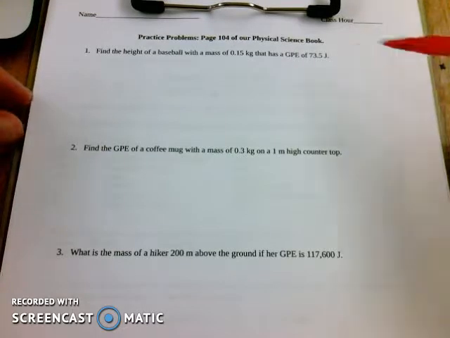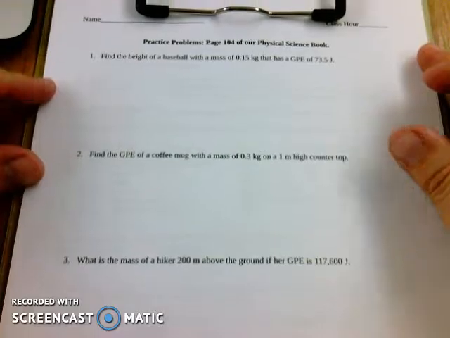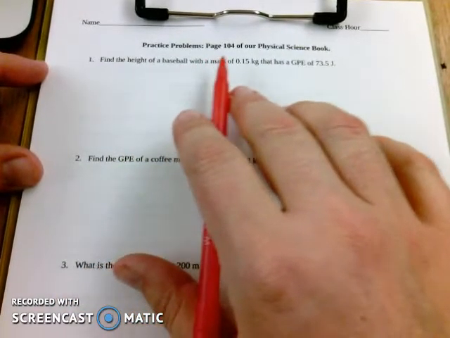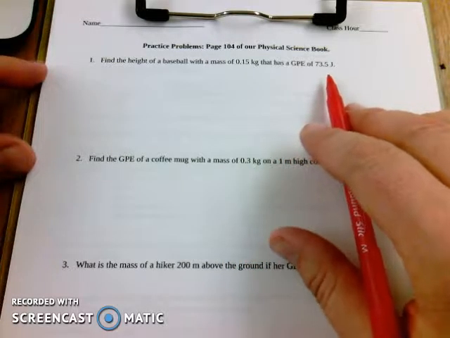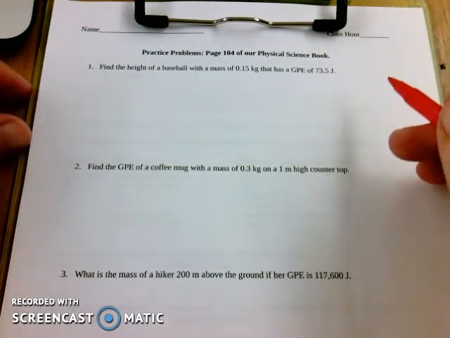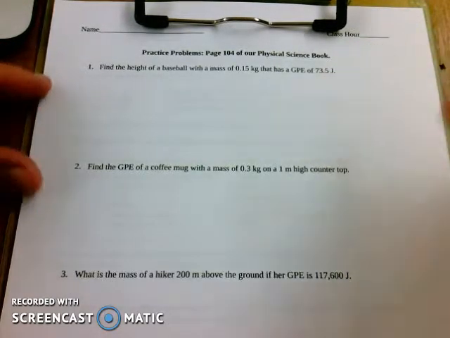Written in a little box. I just typed them out for you and made space so you could show your work on this piece of paper. Okay, find the height of a baseball with a mass of 0.15 kilograms that has a gravitational potential energy of 73.5 joules. Now, I can tell you on page 104, all these problems are gravitational potential energy.